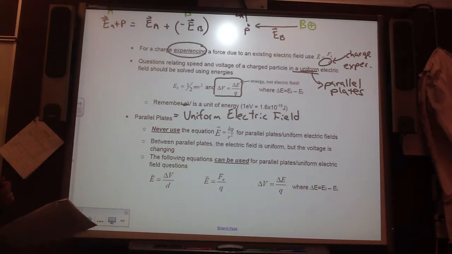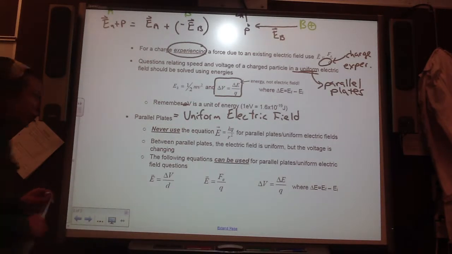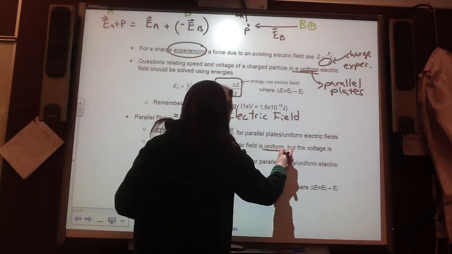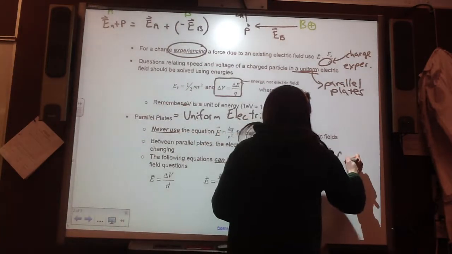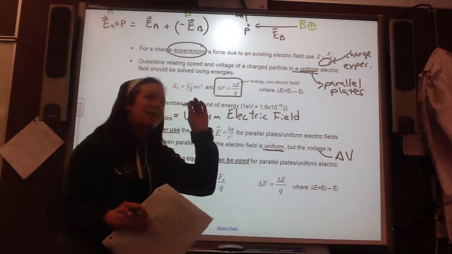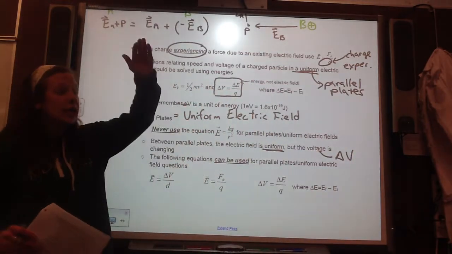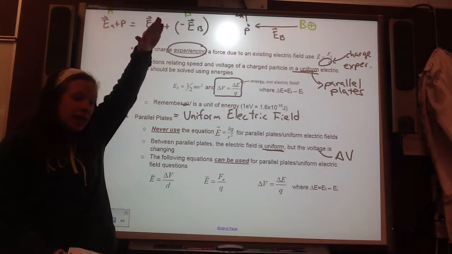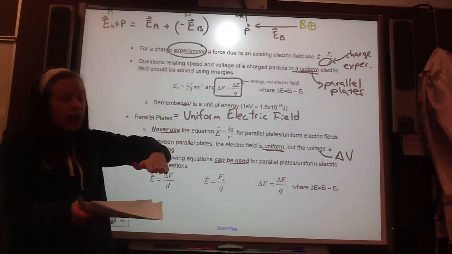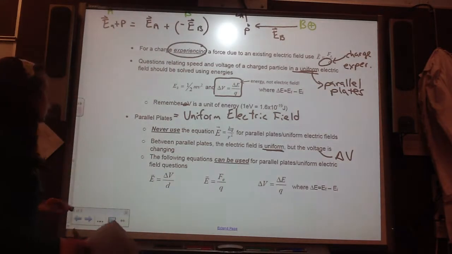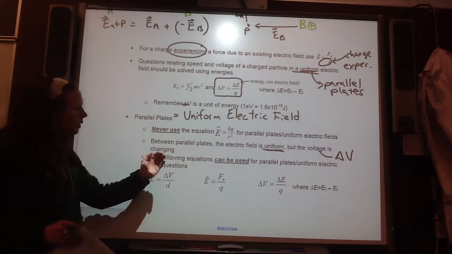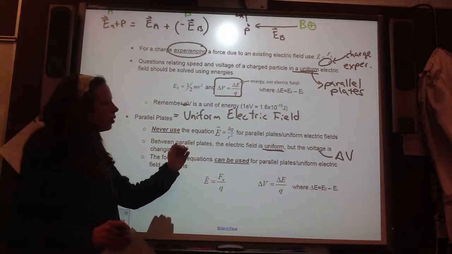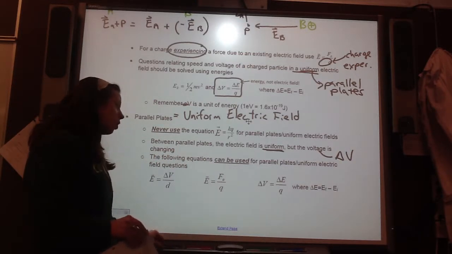Between parallel plates, the electric field is uniform, that's why it's called uniform electric field, but voltage is changing. So your delta V is changing because it's potential voltage. It's the highest between the plates, and then as you get closer and closer, it decreases. The following equations can be used for parallel plates. E is equal to delta V over d, E is equal to Fe over Q, and delta V equals delta E over Q.